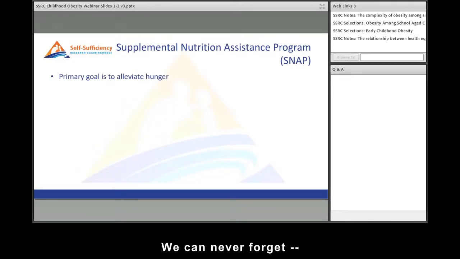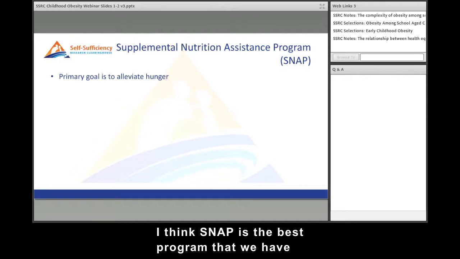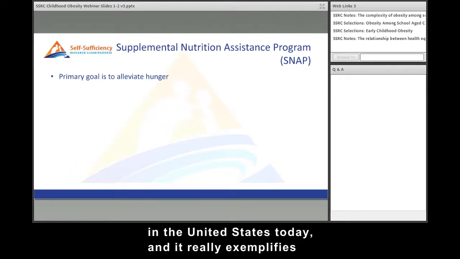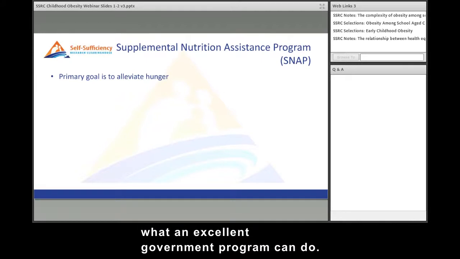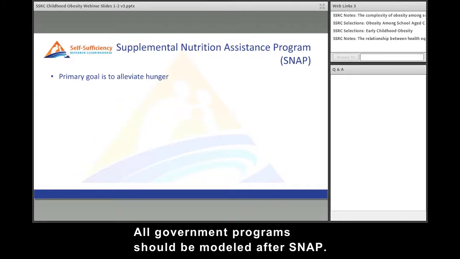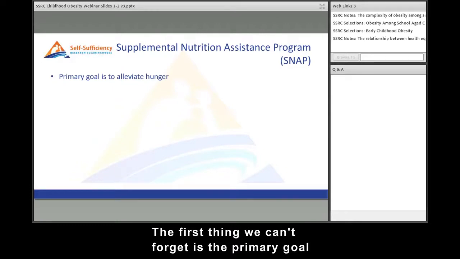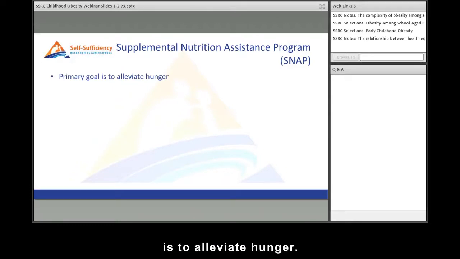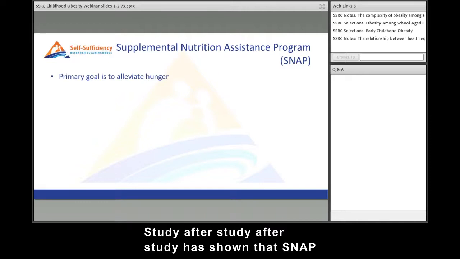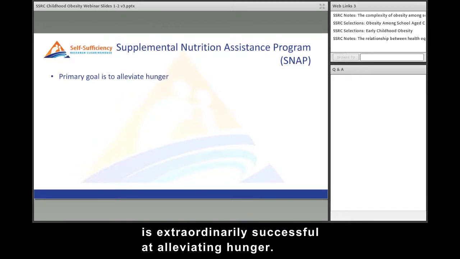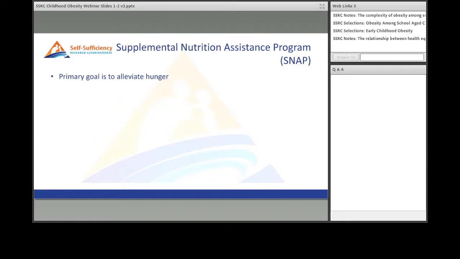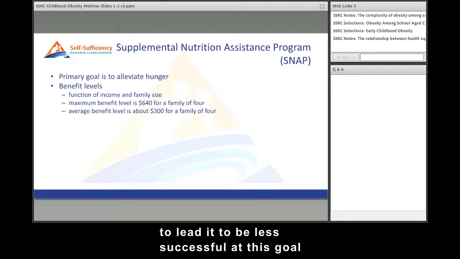Before starting on this, I want to emphasize I'm a huge fan of SNAP. I think SNAP is the best program that we have in the United States today, and it really exemplifies what an excellent government program can do. All government programs should be modeled after SNAP. The first thing we can't forget is that the primary goal is to alleviate hunger. Study after study has shown that SNAP is extraordinarily successful at alleviating hunger. And anything that would change the program that would lead it to become less successful at this goal needs to be carefully considered.